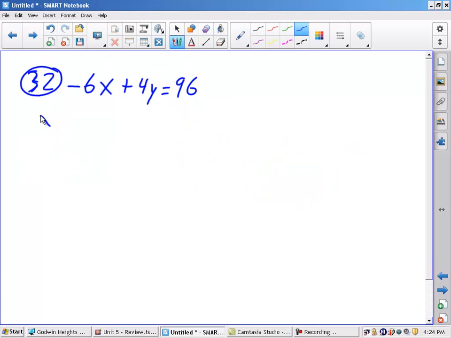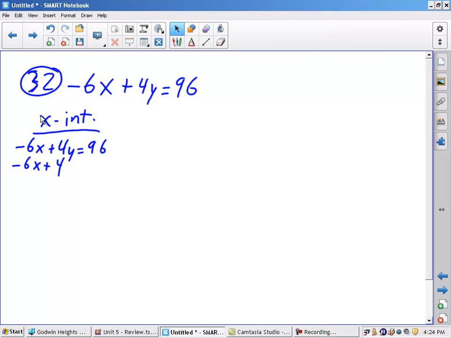Number 32 asks us to find the x-intercept and the y-intercept. First of all, x-intercept. What you actually do with the x-intercept, write your equation down, and you actually plug in 0 for y. You actually plug it into the other variable. So if you're trying to find the x-intercept, you plug it in for y. If you're trying to find the y-intercept, you plug it in for x.